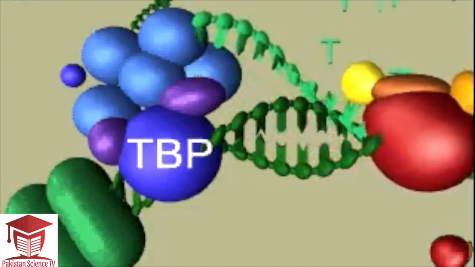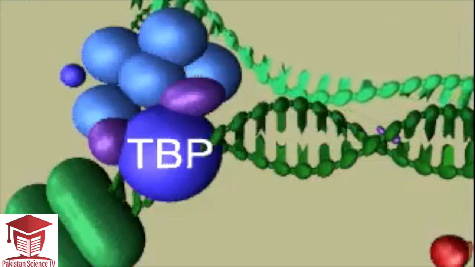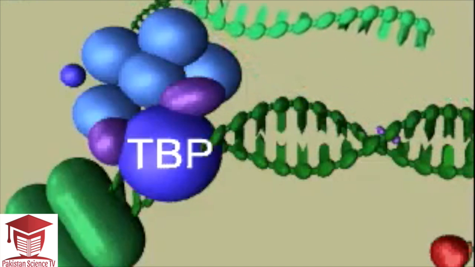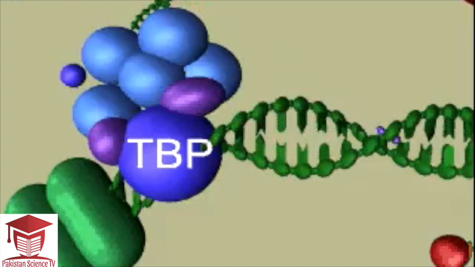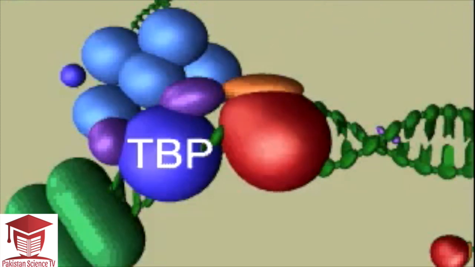Activator proteins increase transcription, while inhibitor proteins decrease transcription. Together, these regulatory proteins modulate transcription by determining where, when, and how much transcription occurs in a particular type of cell.